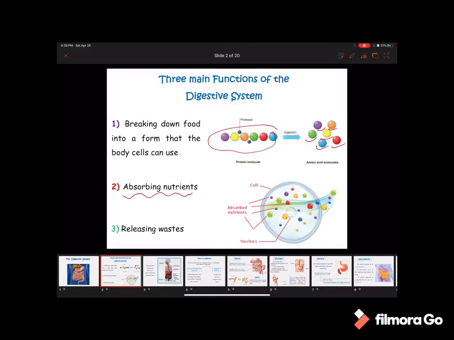Then the second function was absorbing the nutrients. Like we said, the reason we do the whole process of digestion is because the cells of the body need this food, and these nutrients are very useful for the cells to carry out all the functions that they need to accomplish. And the third one is releasing waste. We are familiar that after eating, usually, we all get the urge to use the bathroom. It's because basically the food that doesn't get digested needs to be released, and it's released in a form of solid waste that we call feces or poop or whatever you guys want to call it.